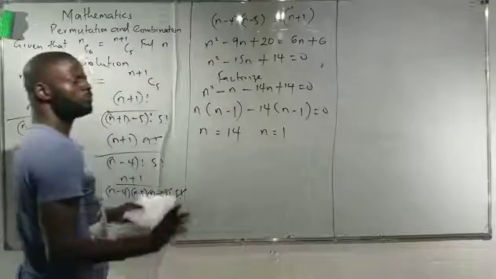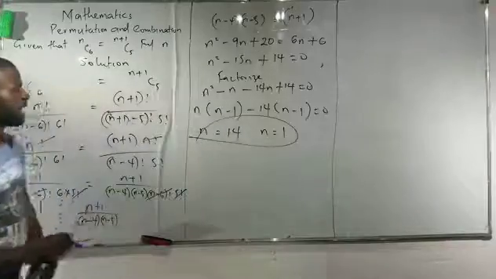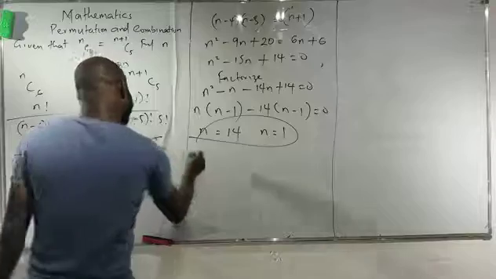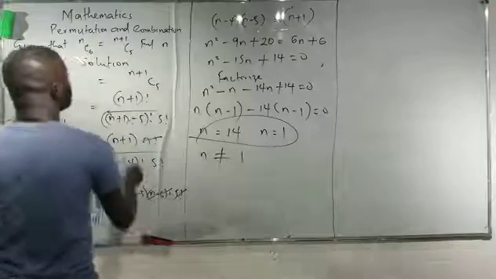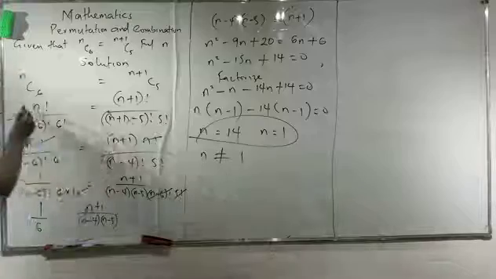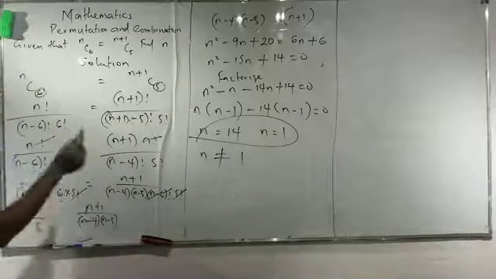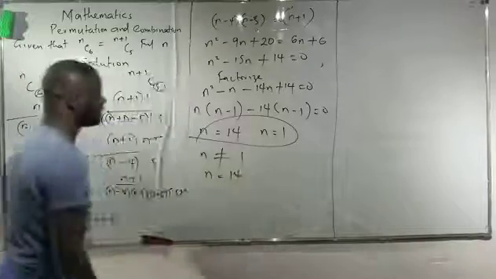Now, look at the problem now. This is what I want to try to explain at this junction. n equals 14 and n equals 1. Mind you, n cannot be equal to 1 because look at what is on ground. Can you see? They are above 1. Therefore, my n is equal to 14. That is just it.